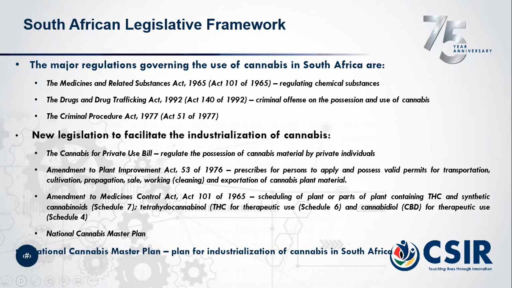Then we also had the amendment to the Plant Improvement Act, which led to hemp going to the Department of Agriculture, Land Reform and Rural Development. They are now issuing the permits for hemp, because they see it as a normal agricultural plant, since it has very low THC. And then we have the amendment to the Medicines Control Act, which dealt with the CBD levels, putting THC as Schedule 6 and cannabidiol for therapeutic use as Schedule 4.